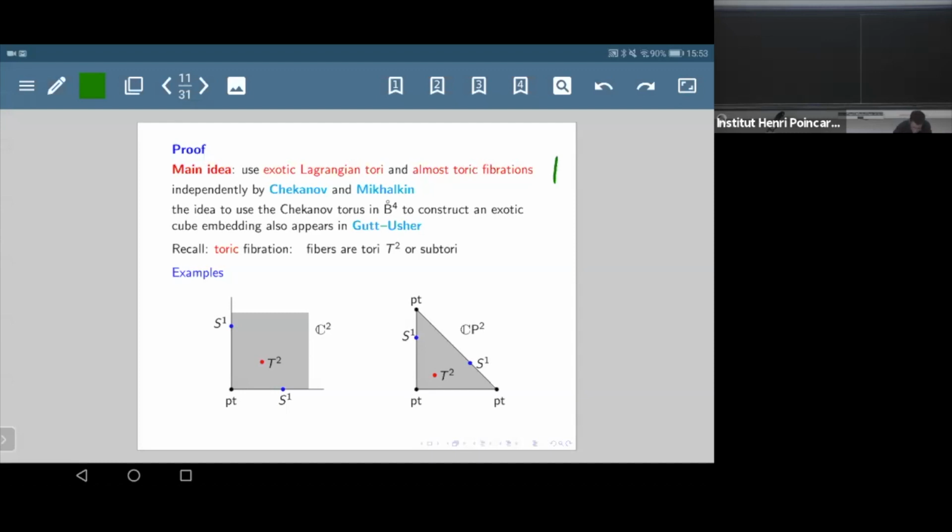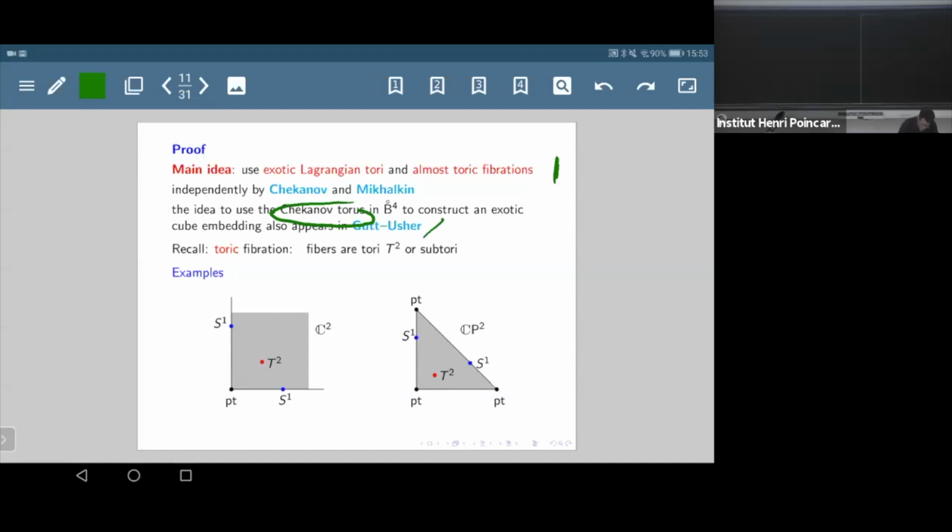Okay, so this idea again occurred earlier, and the idea that I will use occurred actually independently to Yuri Chekanov and Gregory Mikhalkin, and we systematize it here together with Grisha and Joé Brendel. And indeed, even for this exotic torus in the four-ball, it was before used to find one more embedding by Güth and Asche. Okay, but let me just tell now how the proof goes.